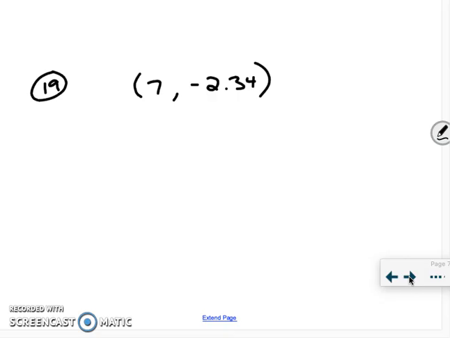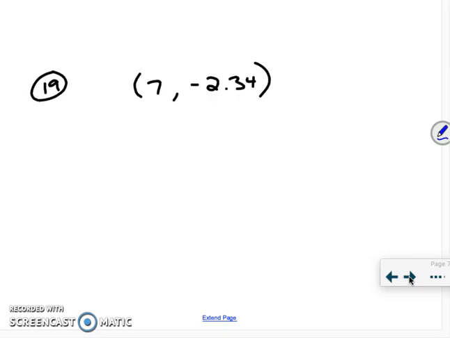7, comma, negative 2.34. We want to convert the point to rectangular coordinates. No, wait, hold on. As I said this, I'm remembering. Yes, this was on the sheet that we wanted you guys to complete yesterday, but we actually didn't get to this problem in class. I podcasted it. Maybe you watched it last night. Maybe you didn't. I'm assuming that you probably didn't. But it's going to be good to hear this.